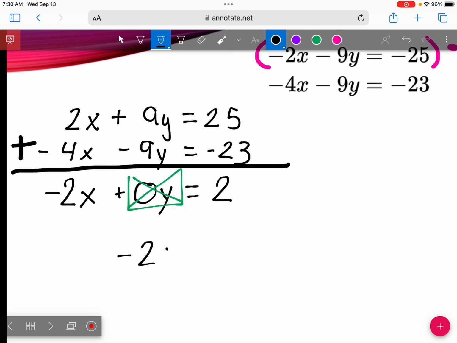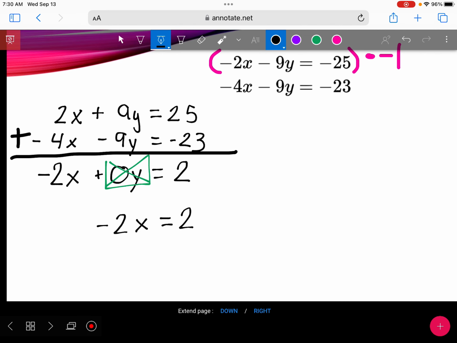We have minus 2x equals 2. What does x equal? Negative 1. That's not our solution. It's only half of it. So we've got to take one of our equations, and I can take anything from above the addition, and plug it into one of those. It genuinely does not matter which one. So I'm going to grab the bottom one because I feel like it.